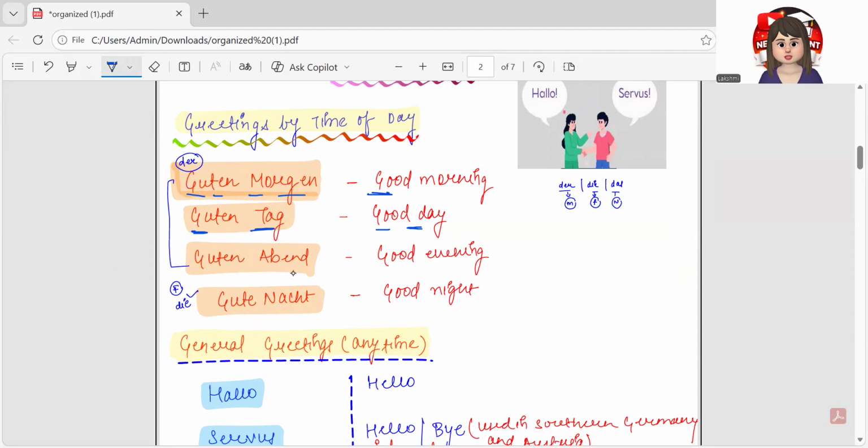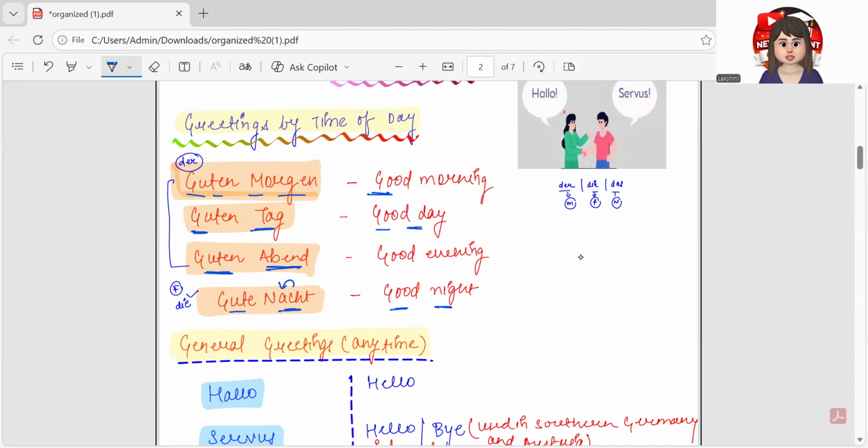How to say good evening? Guten Abend. Good evening. How to say good night? Gute Nacht. The sound will be k here, okay, before ch.